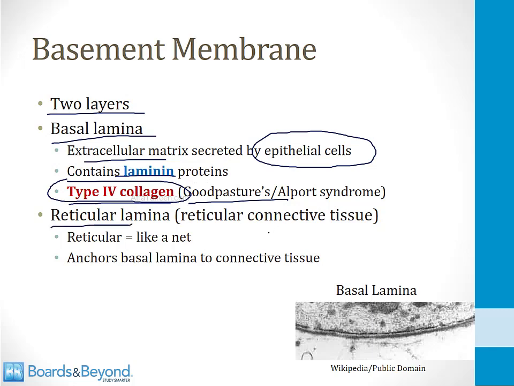The other layer of the basement membrane is called the reticular lamina. It's also sometimes called the reticular connective tissue. The word reticular means like a net, and this is a net of connective tissue that anchors the basal lamina to the underlying connective tissue beneath the basement membrane.